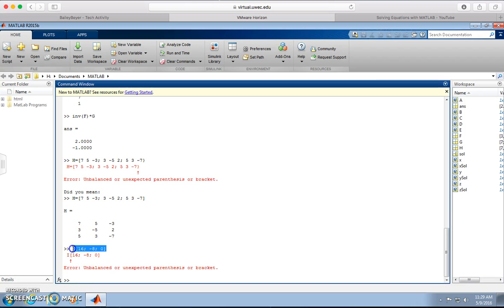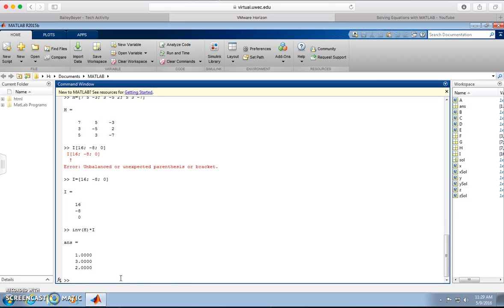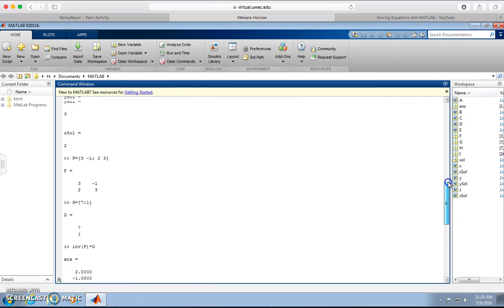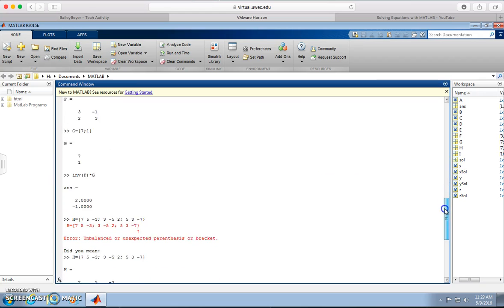I forgot to put an equal sign in there. That's alright. People make mistakes sometimes. Happens to me a lot. There, that looks better. So now in this example, it'll be h inverse times I. So we'll say inv of h times I. That results in 1, 3, and 2, which matches the previous way we did it, 1, 3, and 2. So nice job today, everybody.